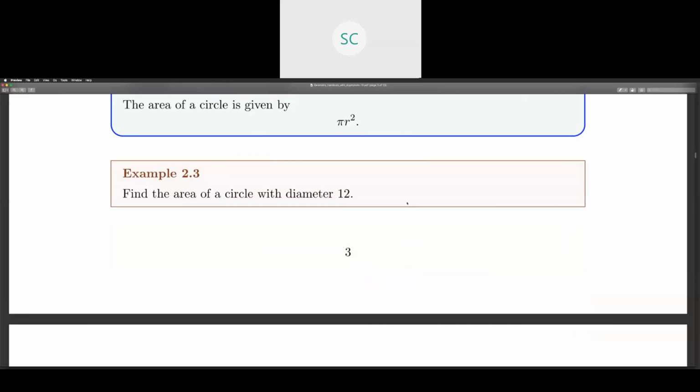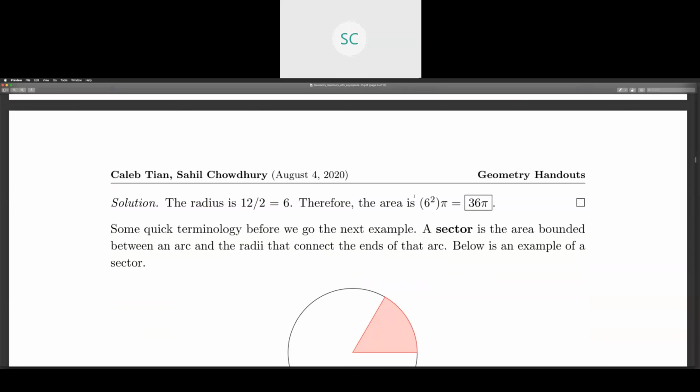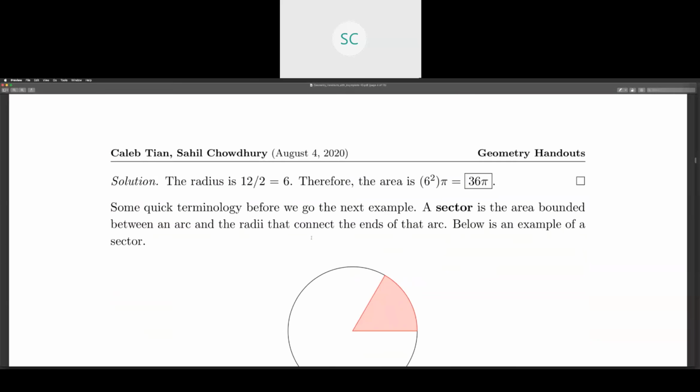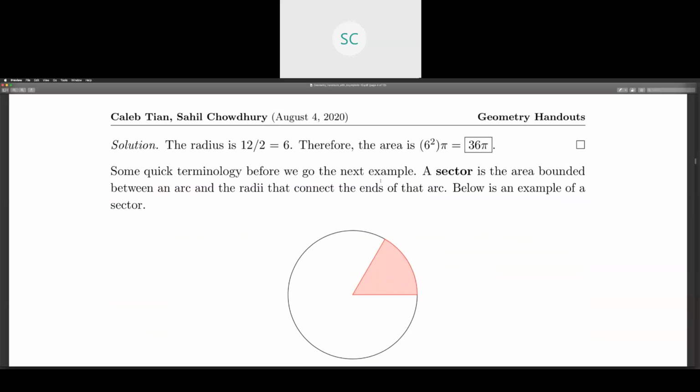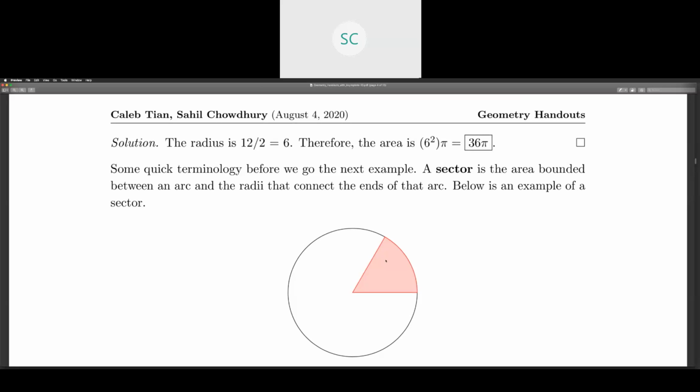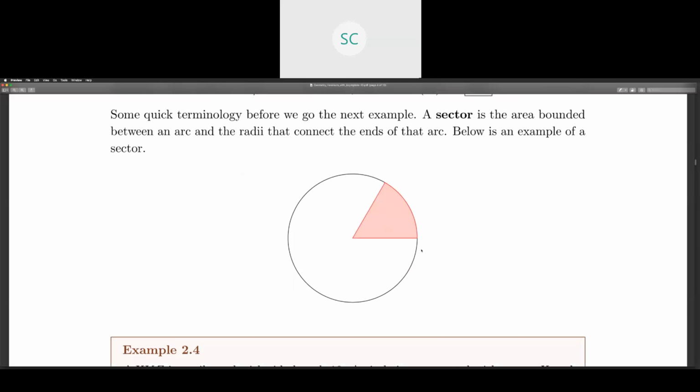I'm going to go on to another example, but before we go on to there, some quick terminology. So basically a sector is a portion of a circle. Think about a slice of pie, for example, or a slice of cake. You see how it connects 2 points of the circumference and is connected to the center. So a sector is just a portion of a circle. And I think it's a pretty intuitive explanation here. So you see this, the red part is a sector.